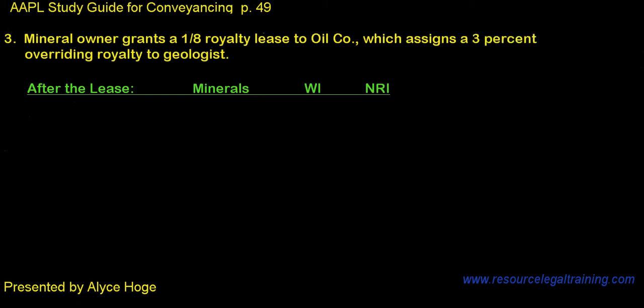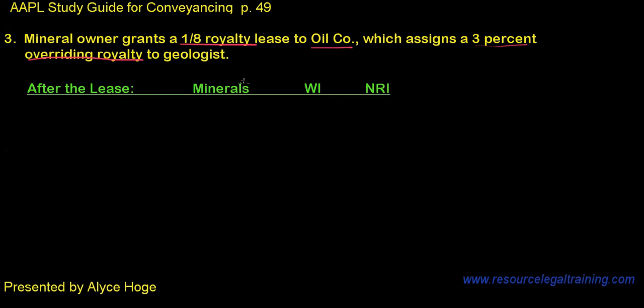Okay, let's move on then to problem number 3. It reads: the mineral owner grants a 1/8 royalty. It's a 1/8 royalty lease to the oil company, which assigns, meaning the oil company assigns a 3% overriding royalty interest to the geologist.